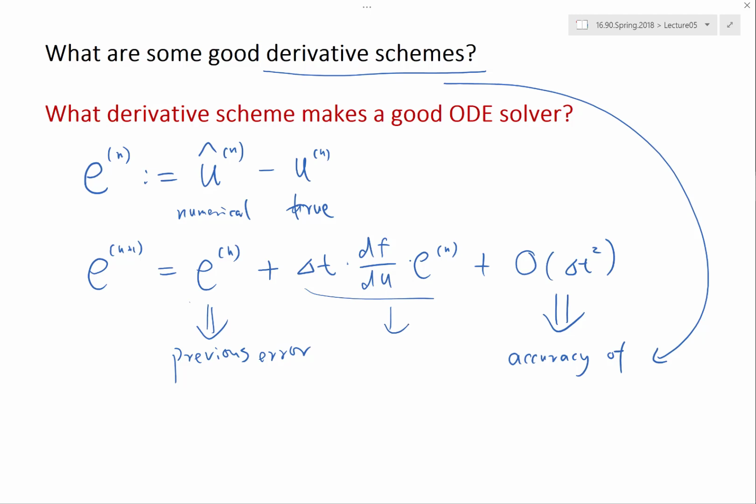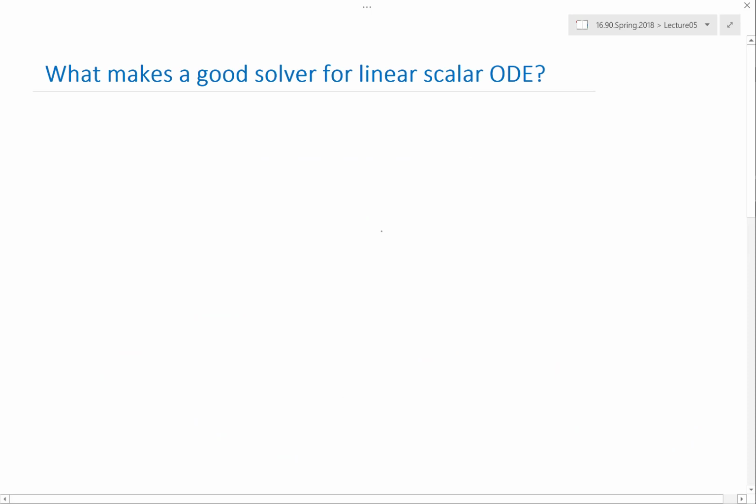Okay, so let's start the analysis by looking at a very simple case first, because analyzing dF/dU sounds very complicated, right? So let's actually look at linear scalar ODEs. We look at du/dt equal to lambda times u. Very simple. So lambda is a given constant.